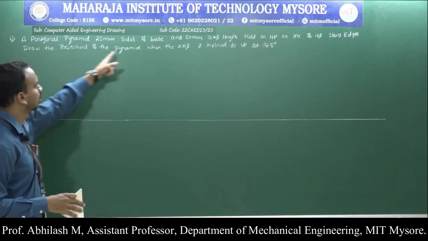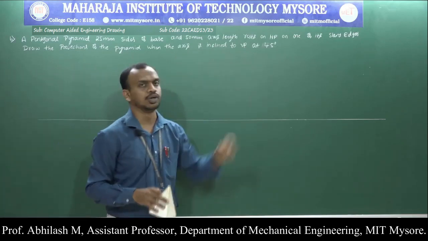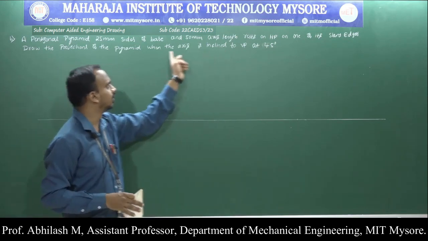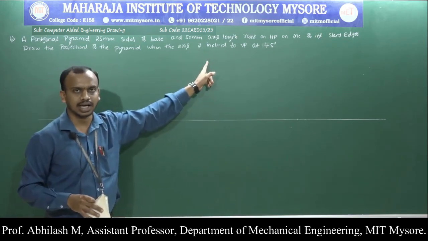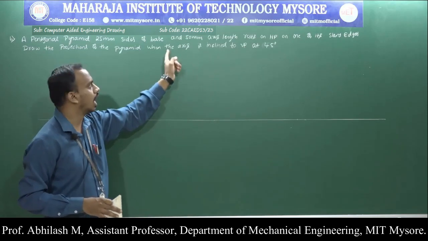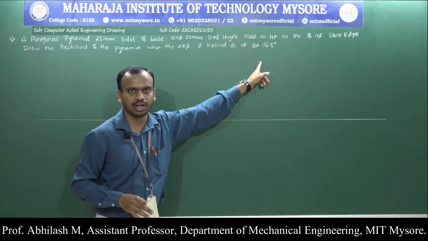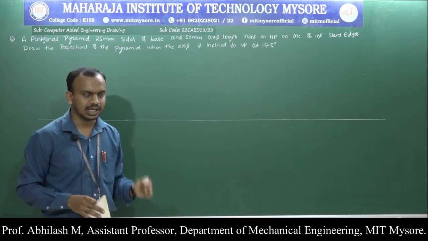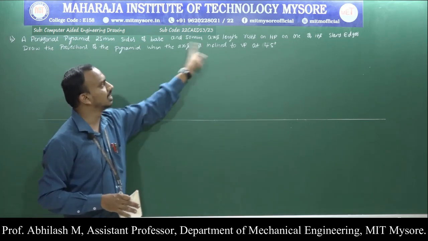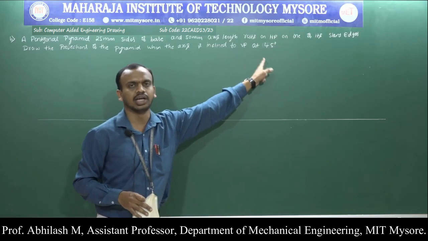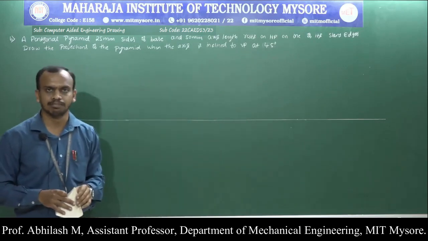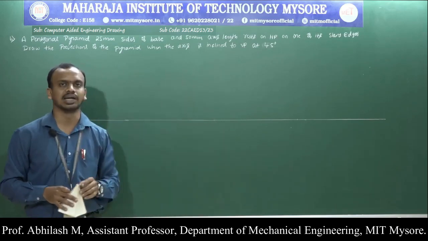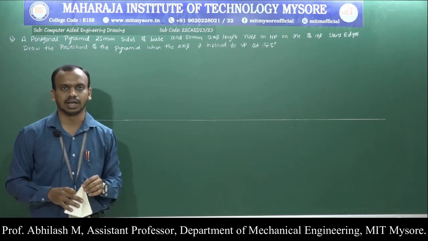Then draw the projections of the pyramid when the axis is inclined to VP at an angle of 45 degree. This statement is very important. Here they are not mentioning that it appears to be inclined at 45 degree, in which case we need not calculate the beta angle, whereas here they are mentioning that the axis itself is inclined at an angle of 45 degree. So we are supposed to calculate the angle of beta in the final position. In order to complete the final position, we are supposed to calculate the angle of beta in this particular problem.